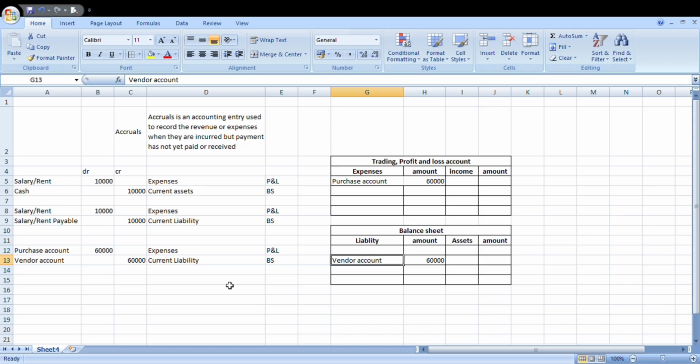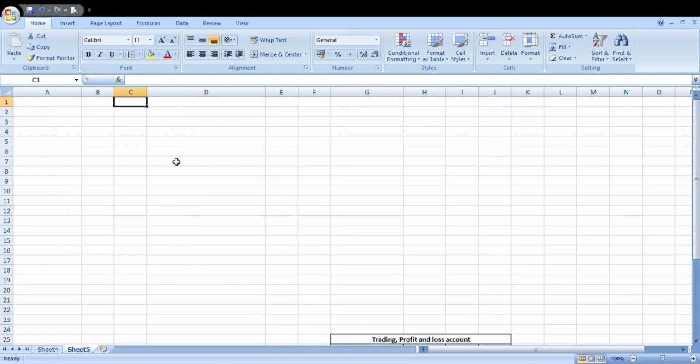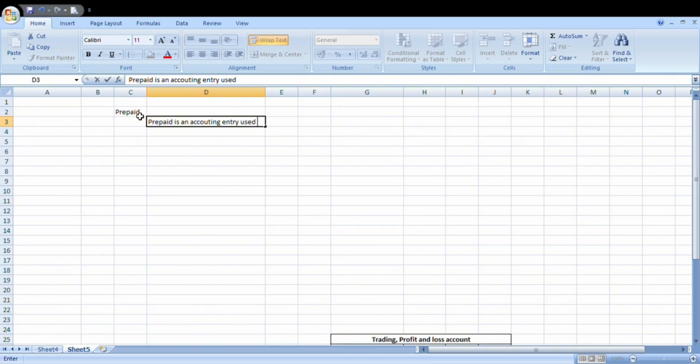Prepaid also same. Okay, now let's start with the prepaid. What is prepaid? This is also similar to the accrual. Prepaid is an accounting entry we use to record.